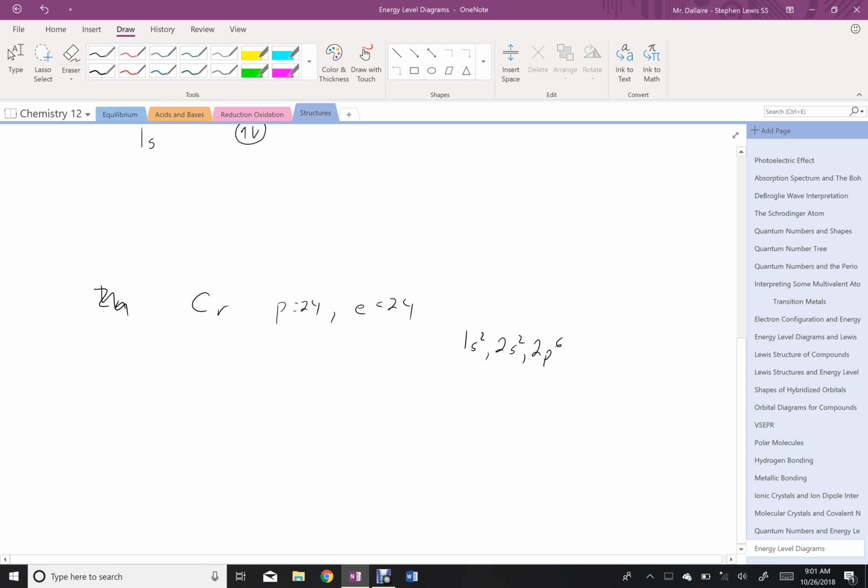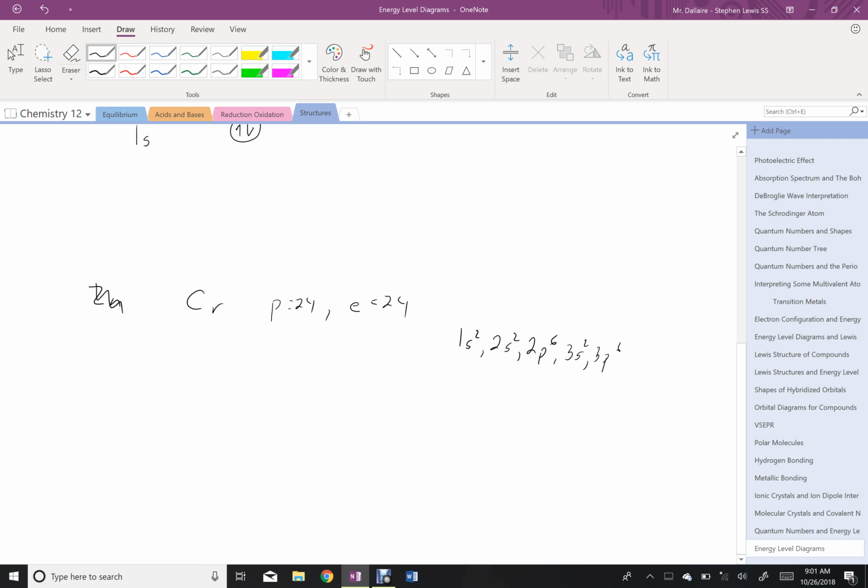2p6, so now I have 2, 4, 6, 8, 10 electrons. 3s fills next, 3s2, so I'm at 12 electrons. 3p6, so what am I at? 10, 18 electrons. I need more.